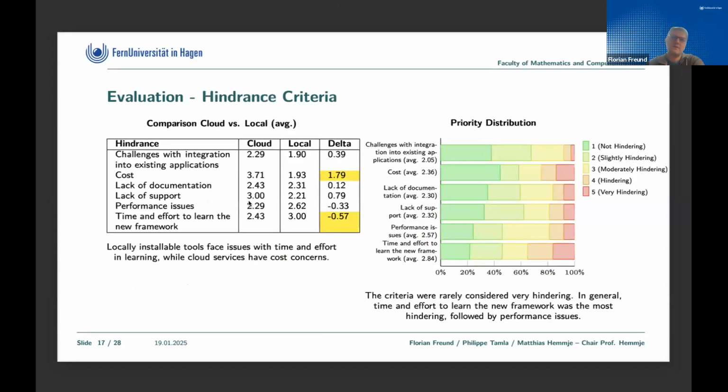Regarding the hindrance criteria, when they decide against an NER tool, we saw that criteria were rarely considered very hindering. In general, time and effort to learn new frameworks was the most hindering, followed by performance issues, which aligns with the high rates of performance in the last slide. Comparing cloud versus local tools, we see that cost is the most important thing for cloud services, and for locally installable tools, there are issues with time and effort in learning new frameworks.